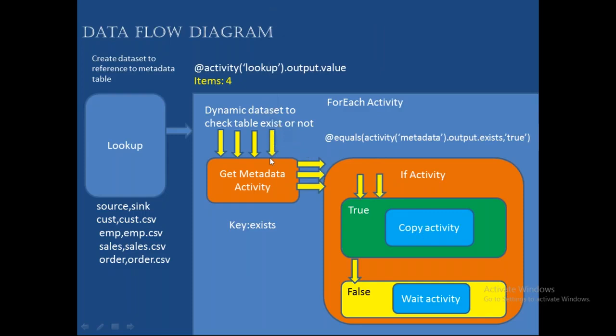Fine. I will take my fourth item, that is order comma order.csv. In this order table, I will check whether it exists or not. It is not available, so it is going to return a false. That false value I will pass to the if activity. In the if activity, you are going to check output.exist. It will be false comma true. Whether it is equal or not, it's not equal. So the overall condition is going to be false, so I will execute a wait activity. So this is the flow we need to define in the pipeline.